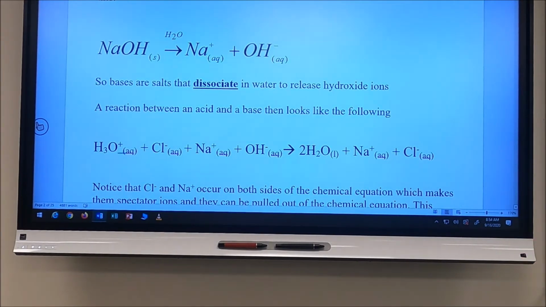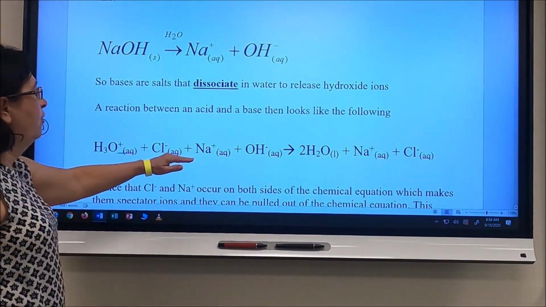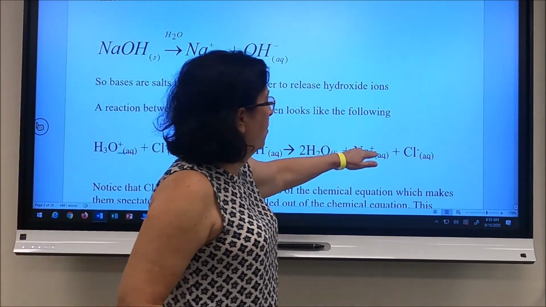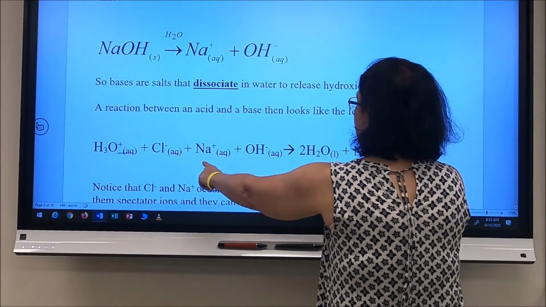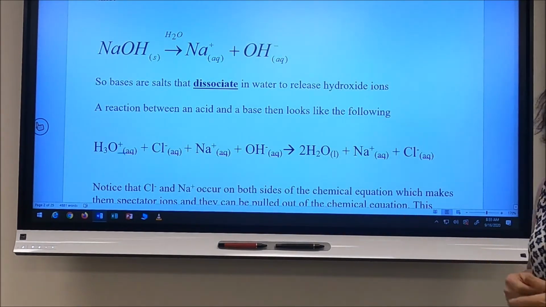So acids ionize in water. We create ions where there were none to begin with. Bases dissociate in water. The ions that are there just separate from each other. So a reaction between an acid and a base, if we're looking at it on the molecular level, what's really going on is I have a hydronium ion, a chloride ion, a sodium ion, and a hydroxide ion going to water molecules plus sodium ions and chloride ions. Now notice the sodium ions and chloride ions cancel out because they're on opposite sides of the reaction arrow.